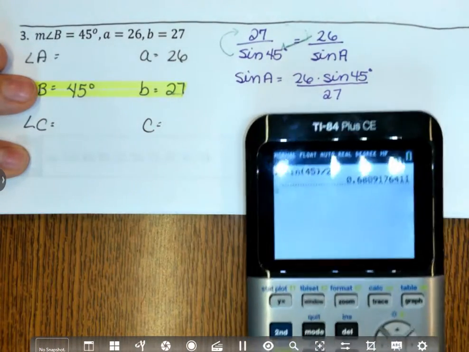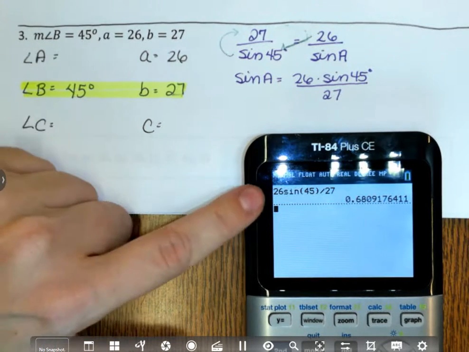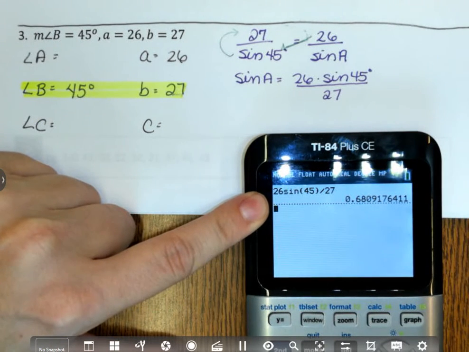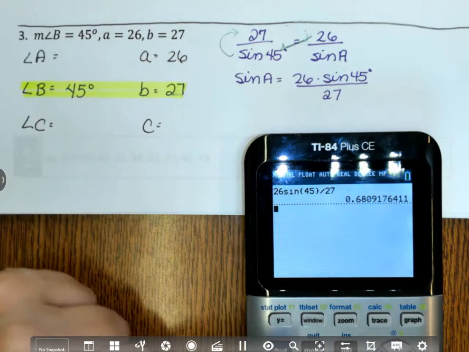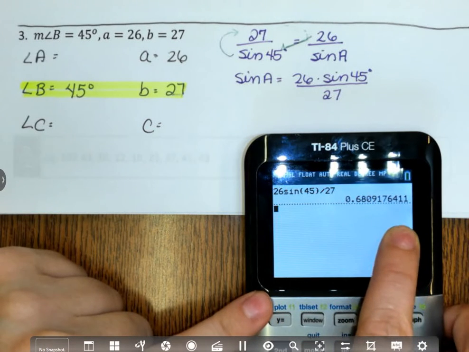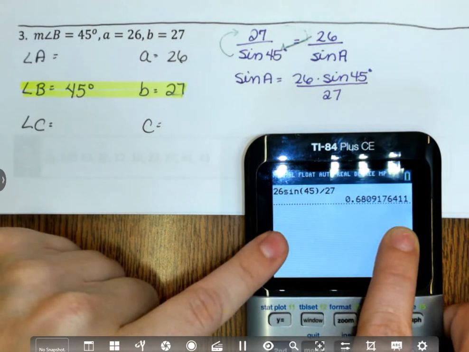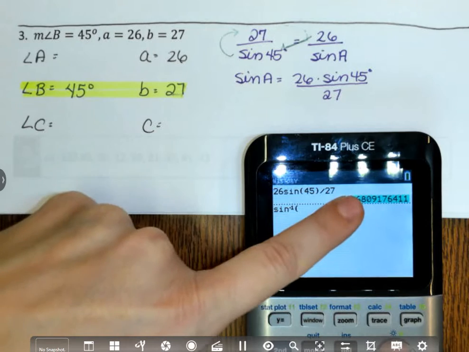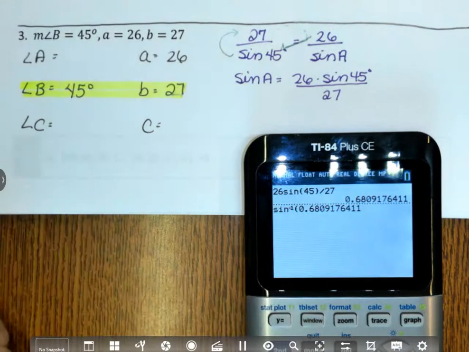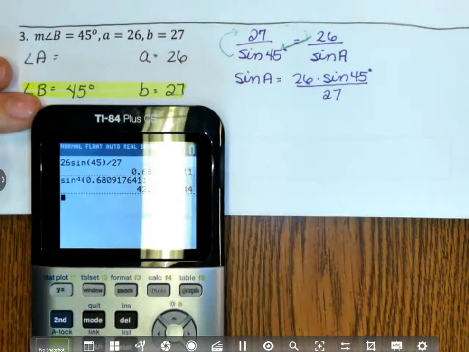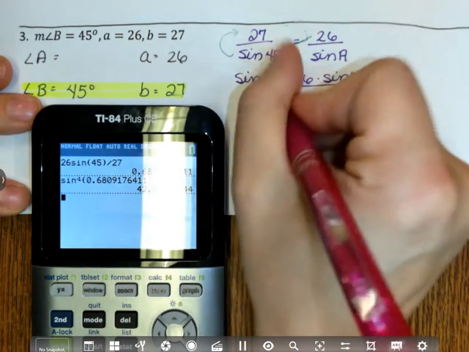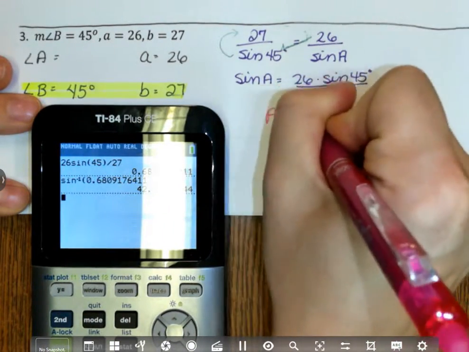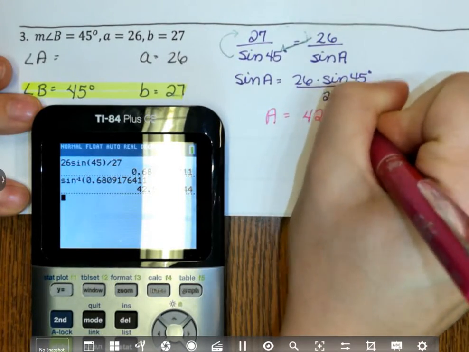Now I have sine of A is equal to this stuff. How do I get A? Inverse sine. So I'm not going to round this. You're allowed to round when you write things down on paper, but not when you're doing it in the calculator. So I'm going to do inverse sine, just arrow up, grab it, and hit enter. So from that, I get A is 42.915 degrees.